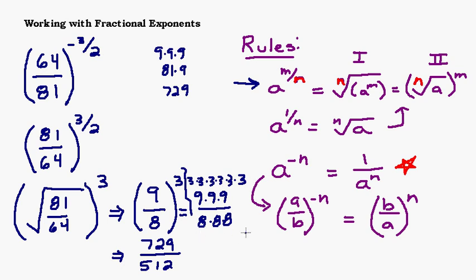And on the bottom, you just have a bunch of 2's. 8 is 2 times 2 times 2. So basically on the top, all you've got are factors of 3, and on the bottom, all you have are factors of 2. So nothing's going to cancel there. You could write it as a mixed number, but there's no reason to do that. We'll just stick with 729 over 512. All right, I hope that helps in working with fractional exponents.